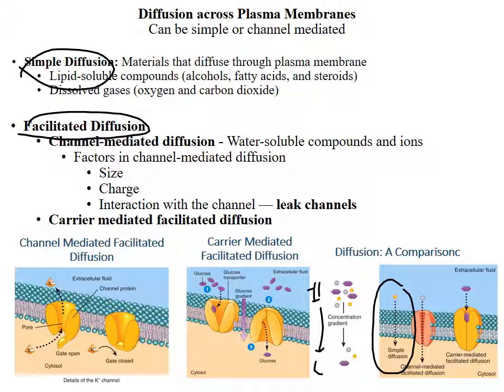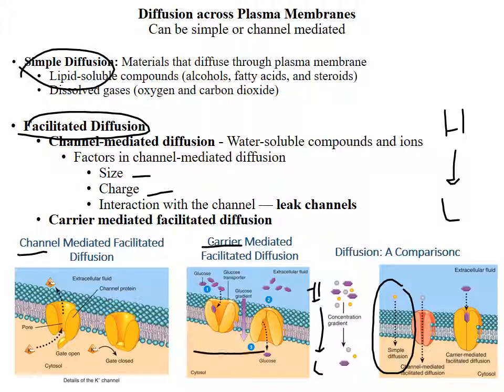When we talk about facilitated diffusion, we're still talking about moving from a high concentration to a low concentration, but instead of moving directly through the membrane, we're going to use either a channel or some kind of carrier. Now, channel-mediated diffusion is all about charge and molecule size. When we talk about opening a channel, we have to have the right charge set up in place for that to happen. Carriers, on the other hand, are entirely based on the molecule that's being moved.